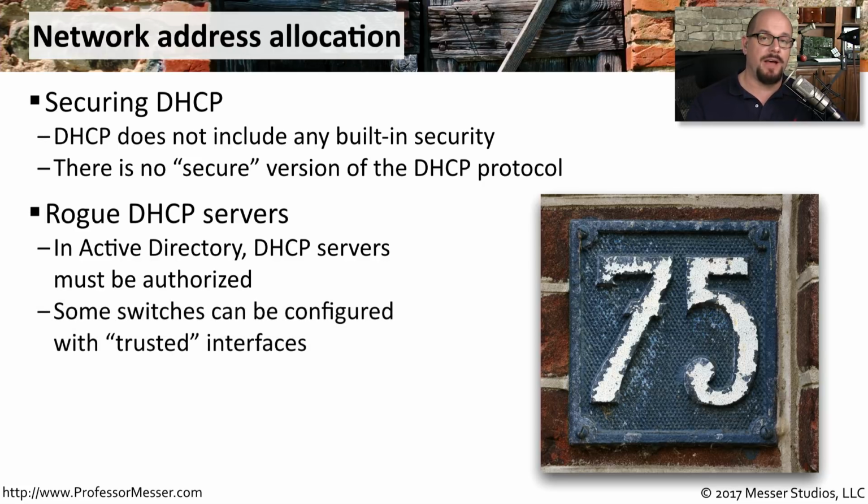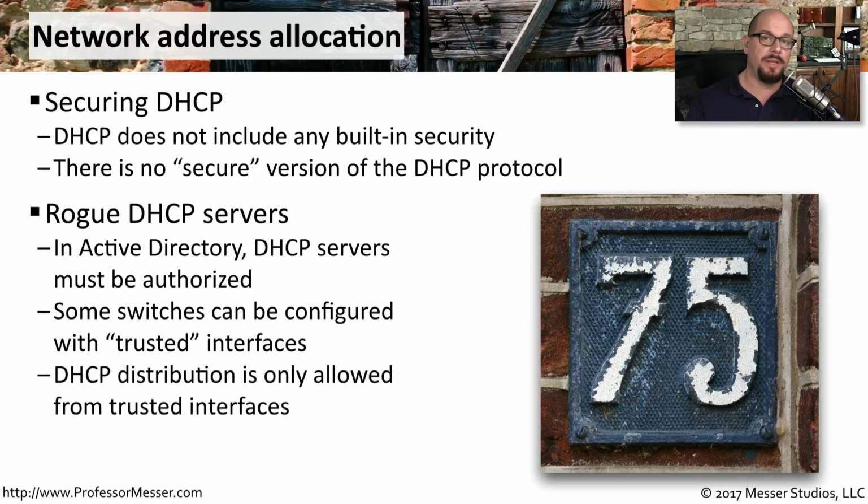Some switches have operating systems that allow you to define a trusted interface in the switch. And if DHCP communication is coming from a trusted interface, then it's allowed to communicate through that switch. There are many manufacturers that have implemented this type of functionality. If you're using a Cisco switch, you'll see this referred to as DHCP snooping.